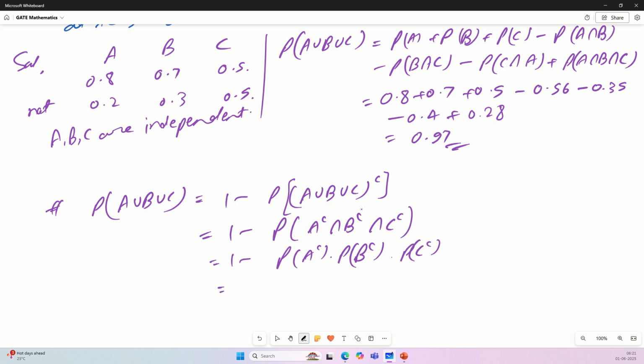And from here we can write 1 minus, see, probability of A is 0.8, so probability of not A is 0.2. So probability of A complement is 0.2 multiplied by 0.3 multiplied by 0.5. So that is 1 minus 0.03, so that is 0.97. So this is the required probability that one of the components will pass the design specification from any of the vendors, given as 0.97.